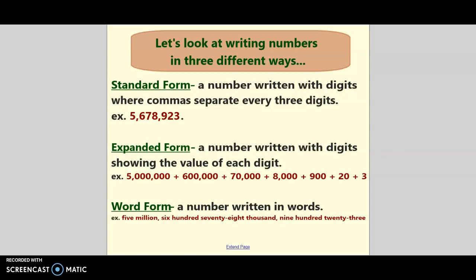3. They could also write it as 5 times 1 million. So just being aware there are different ways of showing it. And the word form is writing out that number but in words. So you're going to actually write out the word 5, the word million, then 678,923, writing it all out as words. So those are the 3 different forms that we're going to look at.